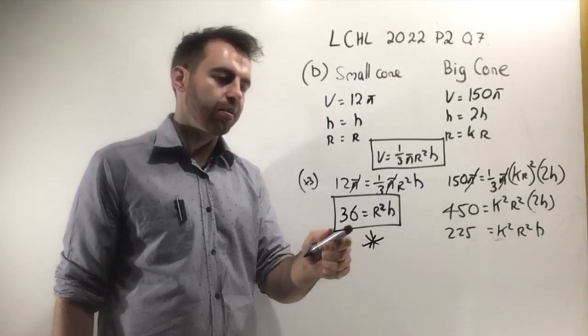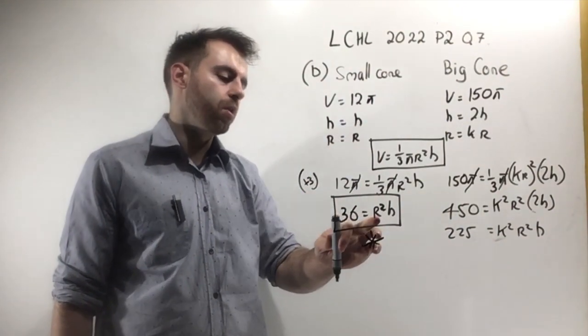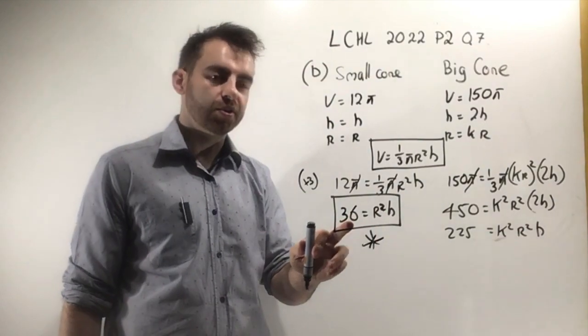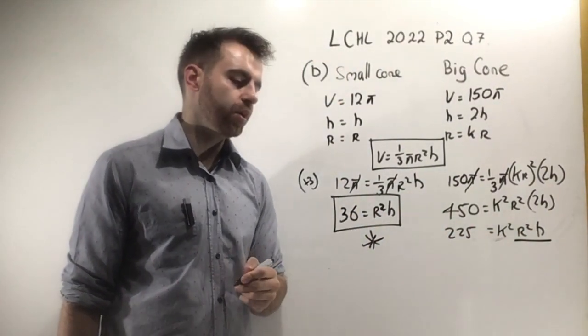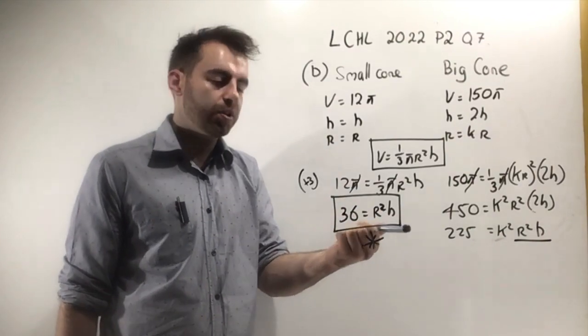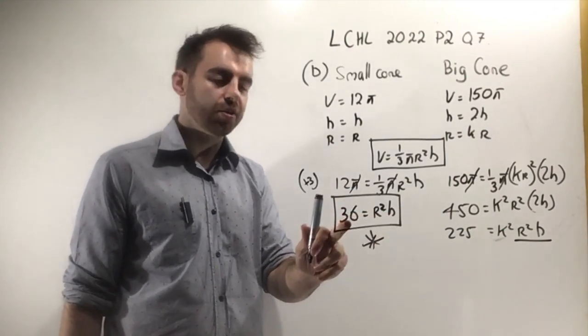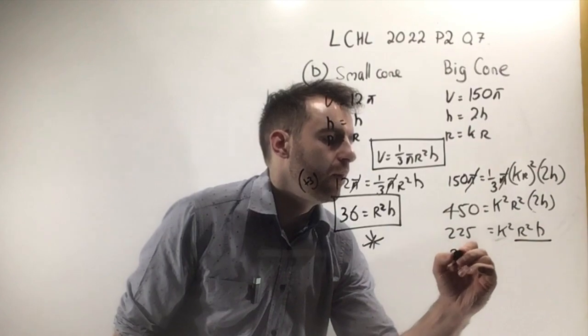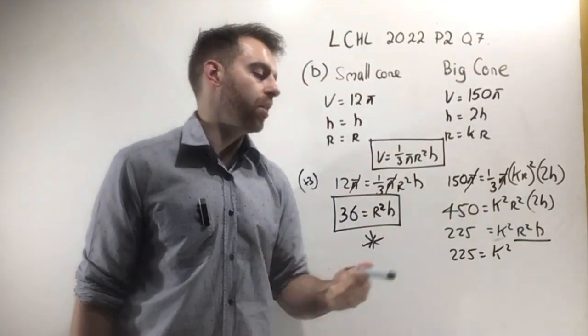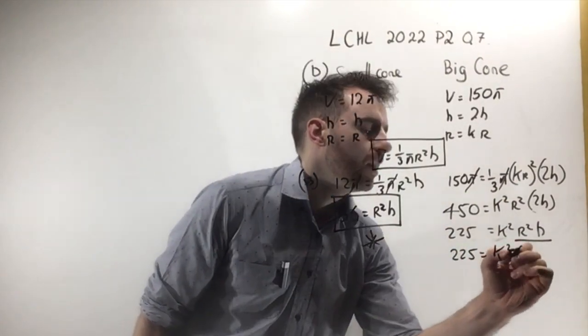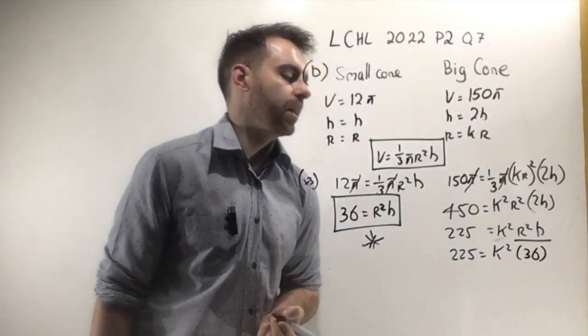I can't go any further except for the fact that, from the previous part, from the information on the small cone, I know that r squared h equals 36. And I have an r squared h on the right hand side of this equation. So I'm just going to do substitution here. Instead of r squared h, I'm going to sub in a 36. And now I can say that 225 equals k squared times 36.